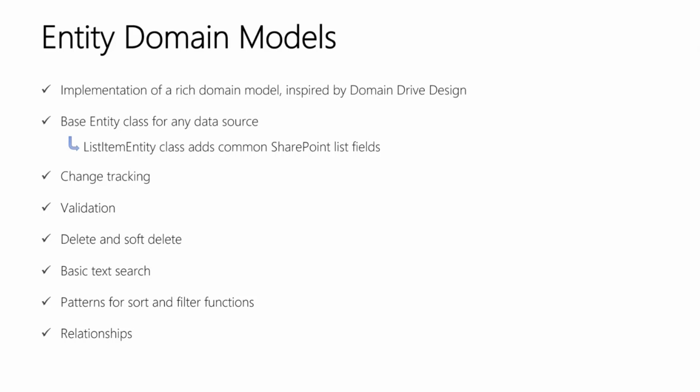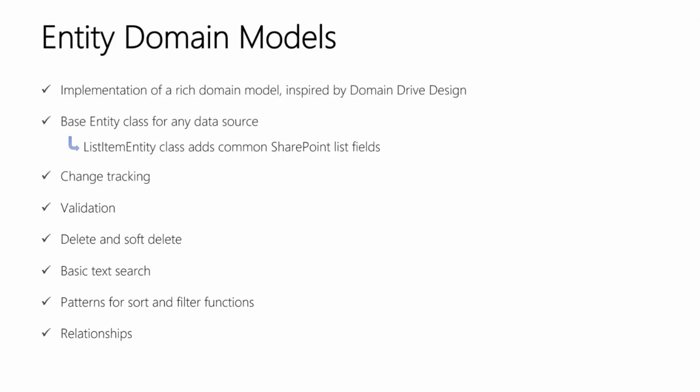Basic text search. This is a feature for enabling filtering of a list of entities on the client side. So imagine a UI that displays a list or a collection of items, and there's a filter box at the top of the screen. When you define your entity class, you can specify which data from the entity is searchable, and there are built-in functions for filtering entities based on text input. We also have a pattern for defining sorting and filtering functions, and there are helpers that allow you to easily combine multiple sorts and filters.